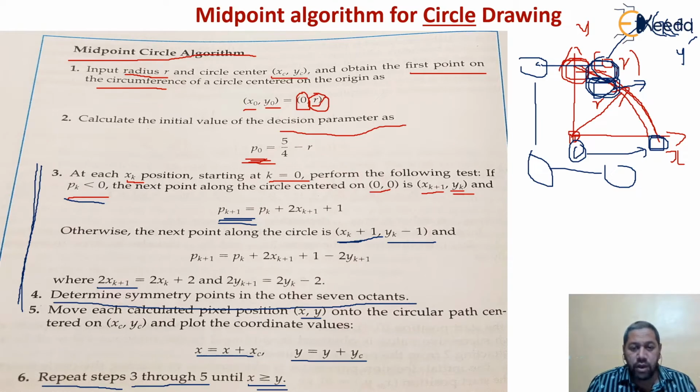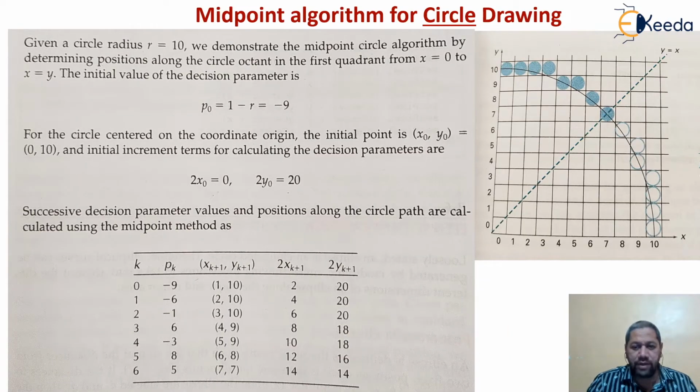Now let's see an example of this midpoint algorithm for circle generation, so that it will be easier for us to understand. On the next slide we have this example. I am considering the example as per our textbook: given the circle radius r is equal to 10. The radius of the circle is 10.